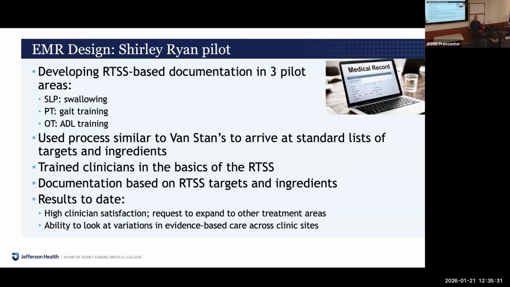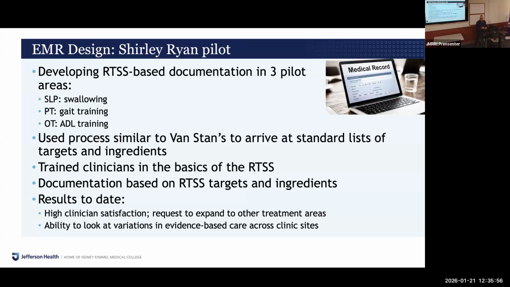They pulled together groups of clinicians to have discussions. They had to educate them enough on the RTSS in order to have the discussions. And then they had the discussions about what targets, and is this the same as that. They weren't as formal as Jared in the sort of Delphi process, but basically the goal was similar, to arrive at a finite set of targets and ingredients for each of these areas.